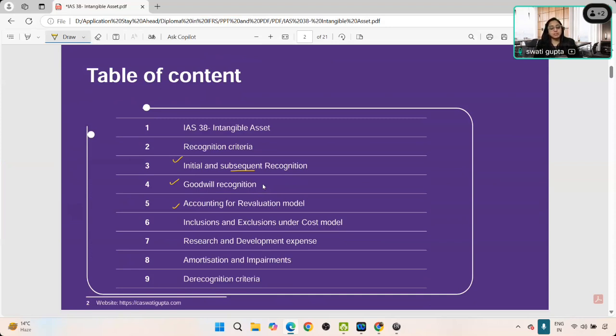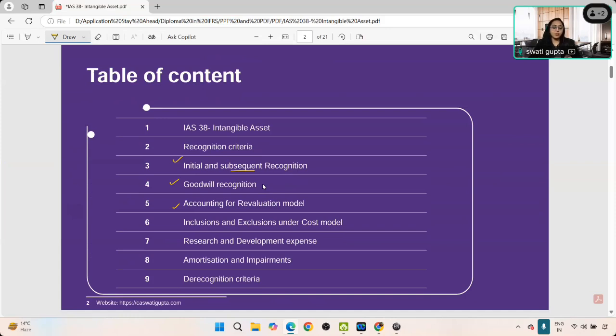Next, research and development, a very critical one. We'll understand how research and development expenses are dealt with. Amortization and impairments: how do you calculate amortization? We'll deal with impairments in the next standard in the upcoming video lecture. And then lastly, derecognition criteria. So this is our today's agenda. We'll cover IAS 38 today, that is intangible asset.